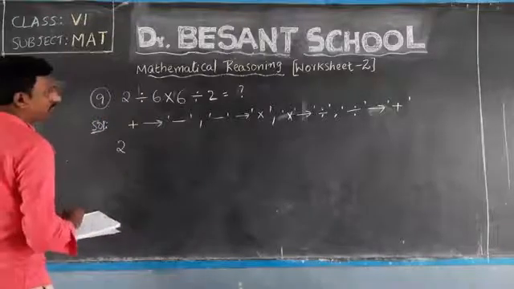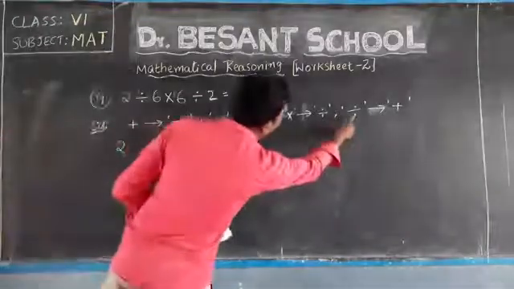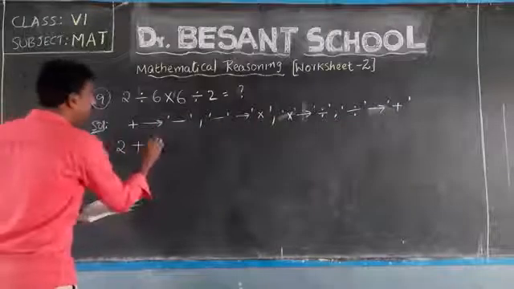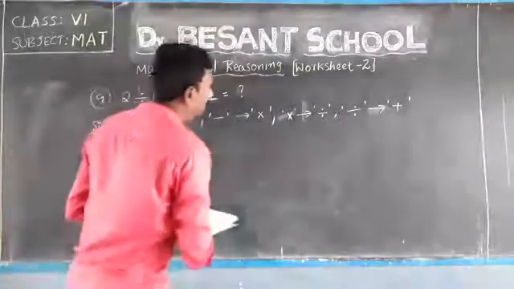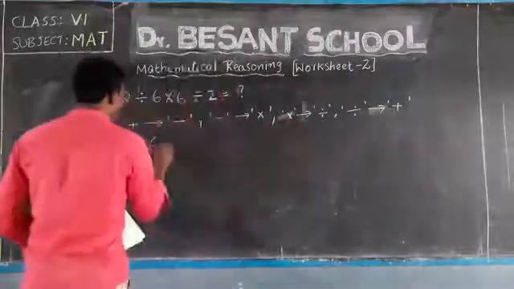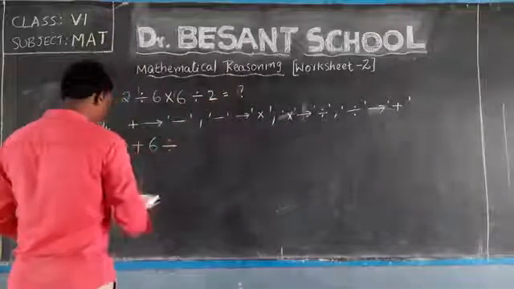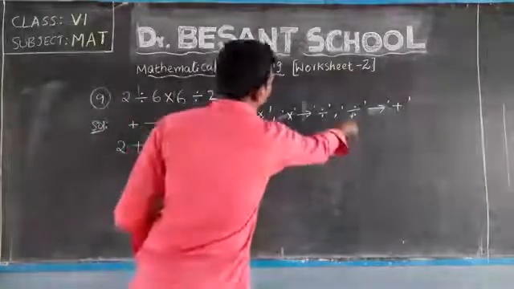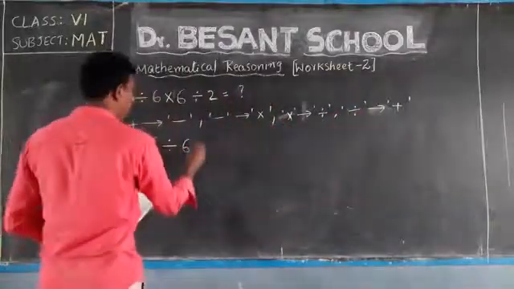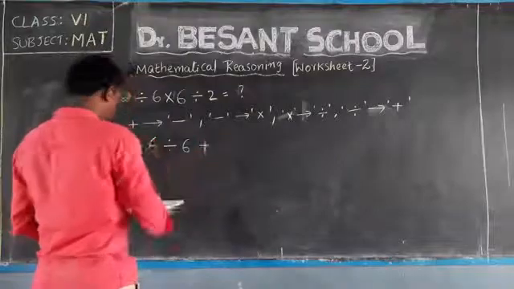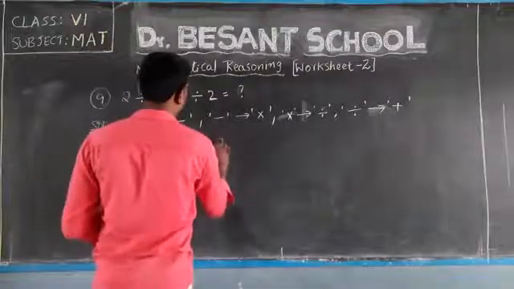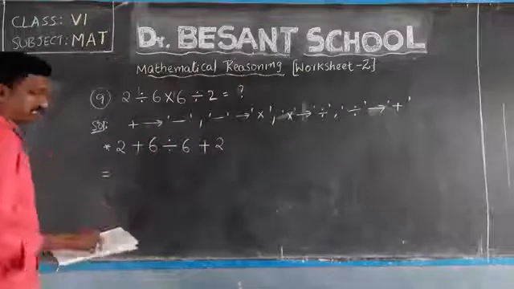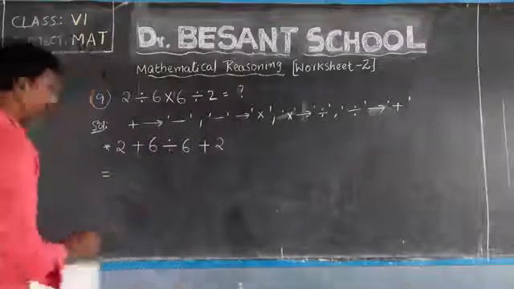2, what is next given? Divided by. Divided means what you have to do? Plus. So 2 plus 6 into is there. Into is there, you have to do division. Divided by 6. Now division is there again. So divided by is to be changed as plus. Then what is that? Plus 2. Okay. So that is the way you have to change.